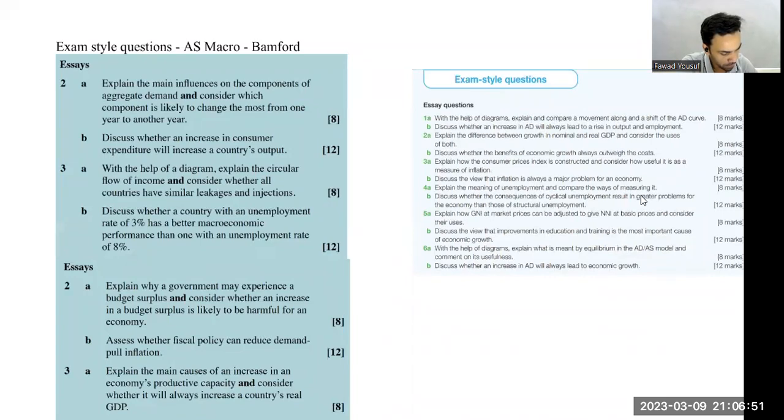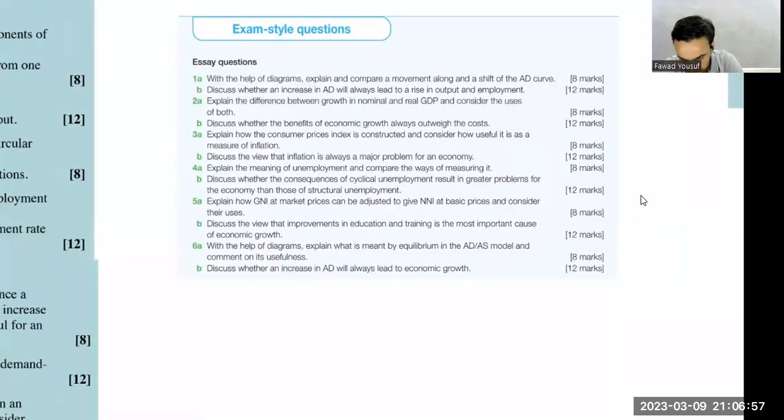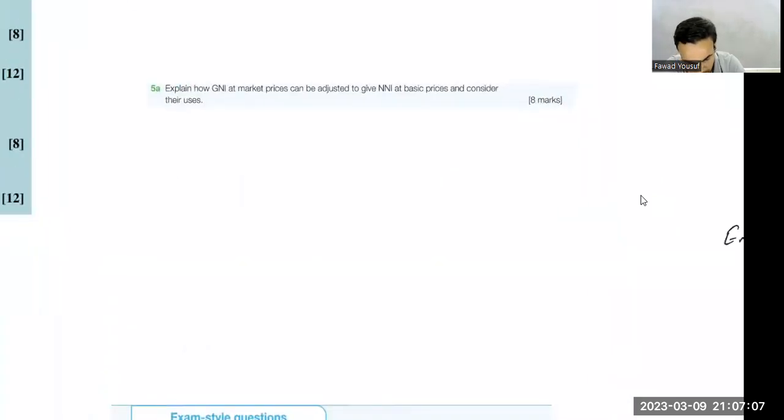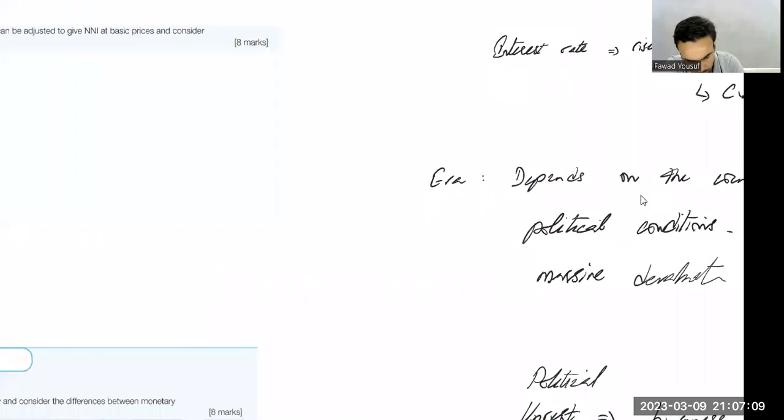One second, please. Which one? This one right here. Right, let's take a look at this one.